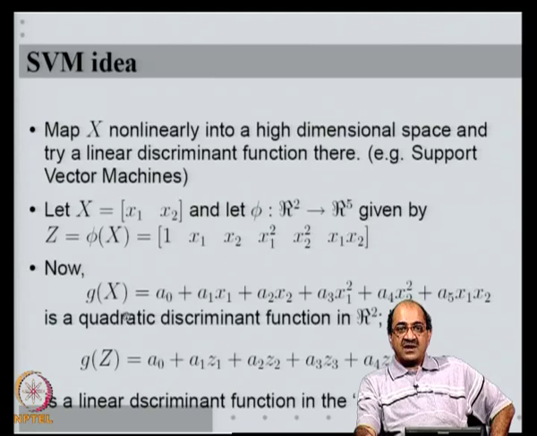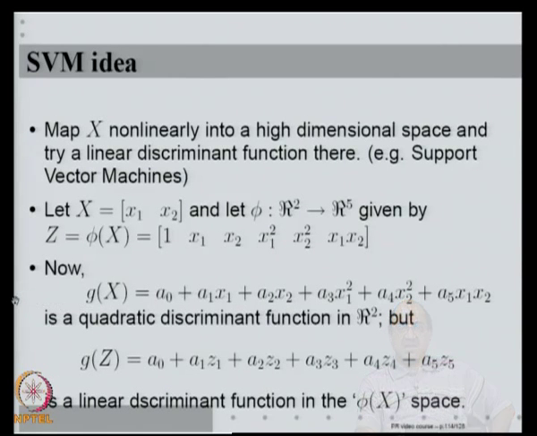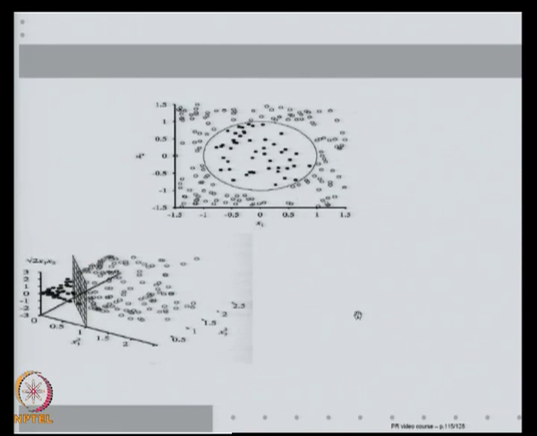Now, think of a nonlinear discriminant function, a0 plus a1 x1 plus a2 x2 plus a3 x1 square plus a4 x2 square plus a5 x1 x2. That is a linear discriminant function in the Z space. In terms of components of Z, this is linear. What does that mean?